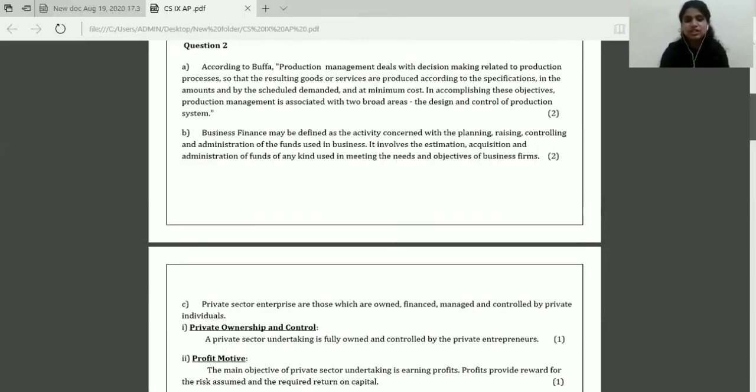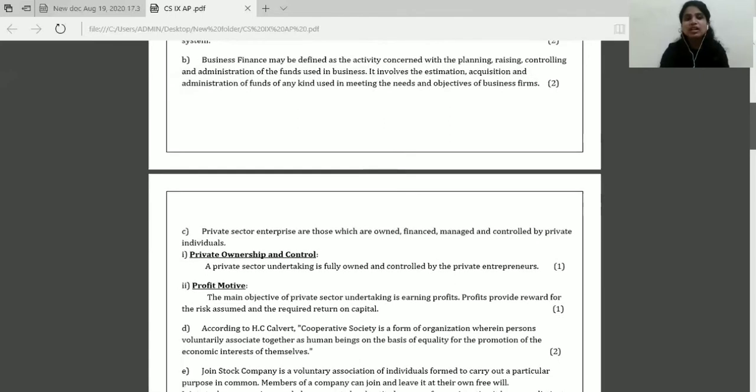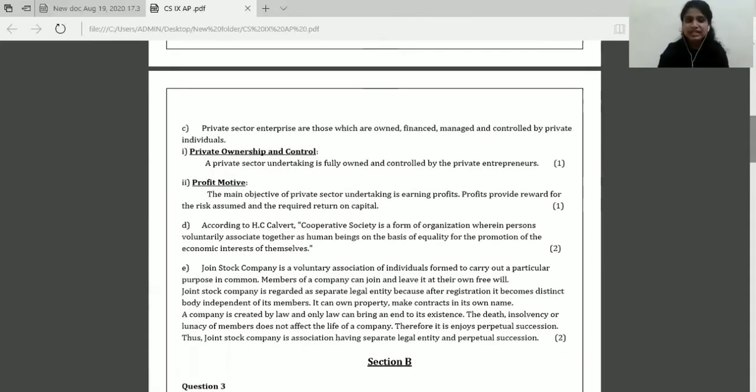The next question, that is question 2C, is what do you understand by private sector enterprises, and explain any 2 features of the same. Now, you know what private sector enterprises are. They are the ones which are owned, financed, managed, controlled by private individuals. Now, the features of these private sector enterprises are, and then you will write the 2 features, you will give bullet points or you write numbers, you will create a head point, you will underline them very neatly, you will write it down, and then also write a suitable explanation.